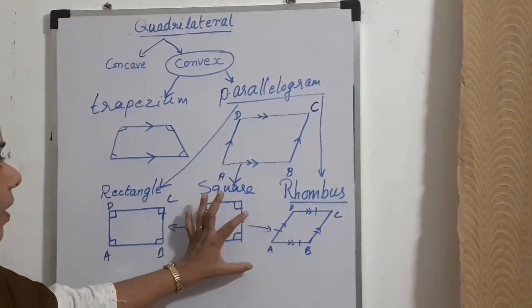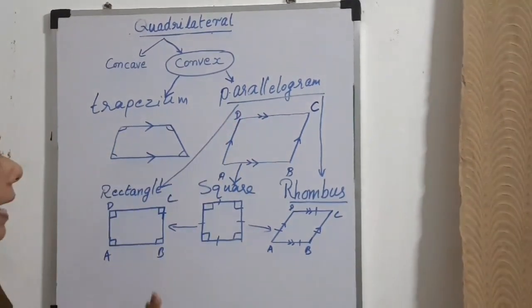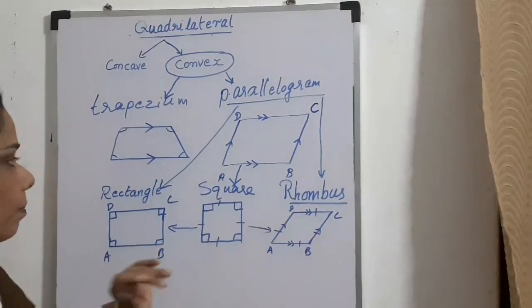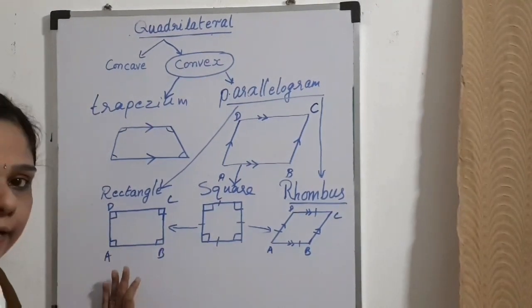So what about this square? This square is a parallelogram. Square is a rhombus. Square is a rectangle also.